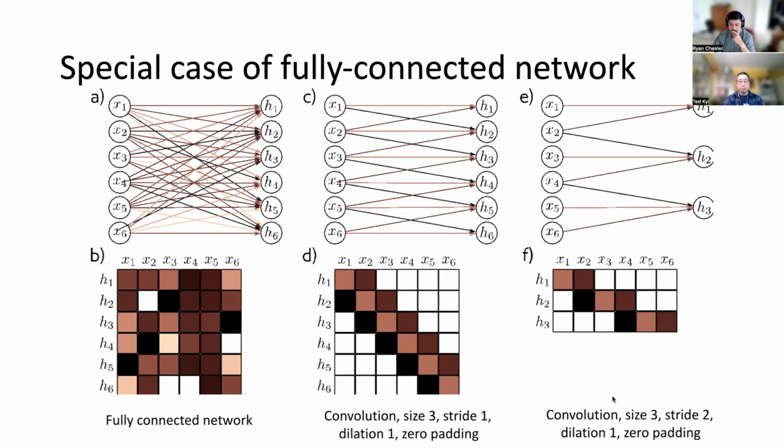And then here's another example, convolution size 3, stride 2, dilation 1, no padding. And this is the same thing where you can see that it's spreading out because you have a stride of 2.